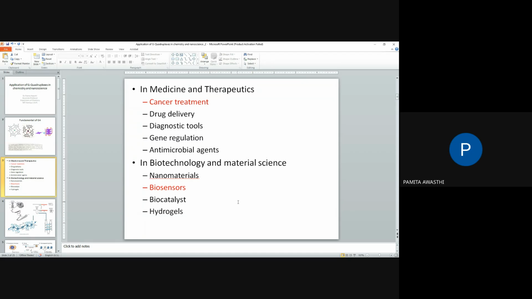It is their ability to form a stable self-assembly structure and also their role in critical cellular processes which make them attractive targets for research and development in various fields, right? So I would be taking two applications, the cancer treatment and the biosensor, from these two broadly categorized application areas of G quadruplexes.